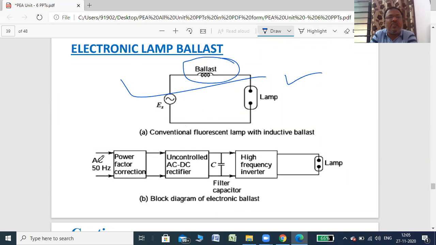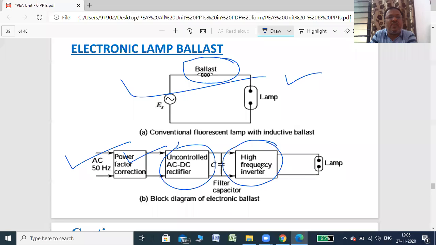So what is exactly in the circuit? That is 50 hertz, 230 volt supply we are giving. Then a power factor correction circuit is there, so that the maximum reactive power will be removed and active power will be fed. Then an uncontrolled AC to DC converter, so this will convert 50 hertz AC into DC. Then there will be a filter and then a high frequency inverter. This circuit is a high frequency inverter, and this high frequency inverter is used to operate the lamp, right?